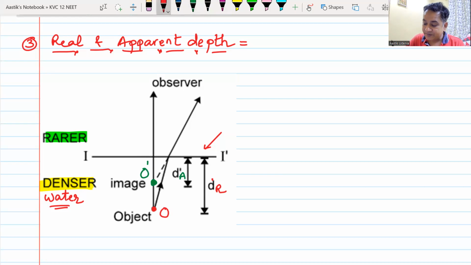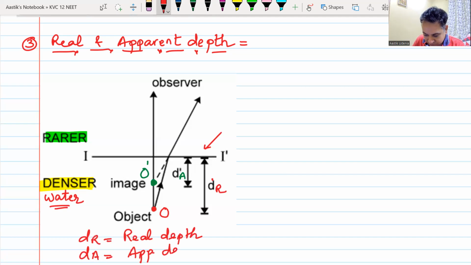So basically what I am saying here is dr is the real depth and dA is your apparent depth. Now this happens when the object is in the denser medium and you are watching it from the rarer medium. What you have to understand here is the relation between dA, the green quantity, and dr, the yellow quantity.